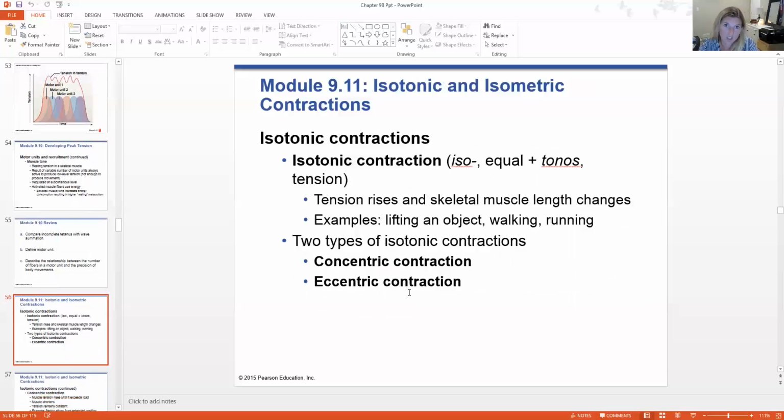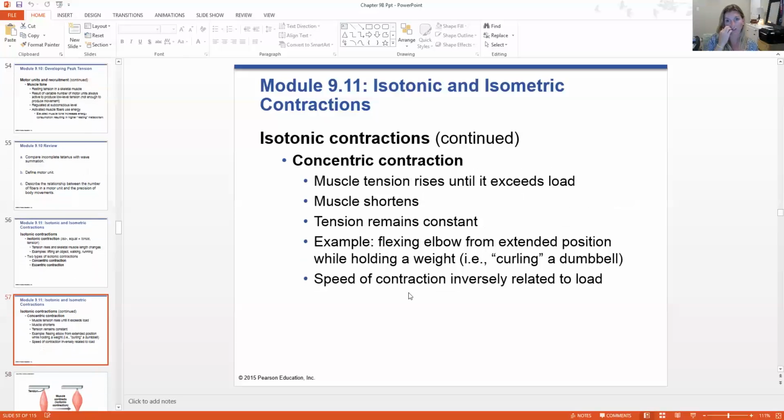You have isotonic contractions. Isotonic contractions are about a muscle that shortens in length, but creates a high amount of tension. So the tension rises and the muscle length changes. So this is when you're lifting something. This is when you're flexing that bicep. You have concentric and eccentric contractions. A concentric contraction is when your muscle tension rises until it exceeds the load, the muscle shortens, the tension remains constant. This is flexing that elbow, holding a weight, curling the dumbbell, right?